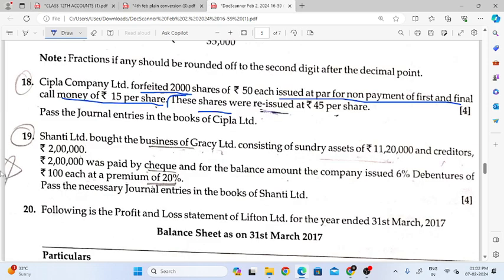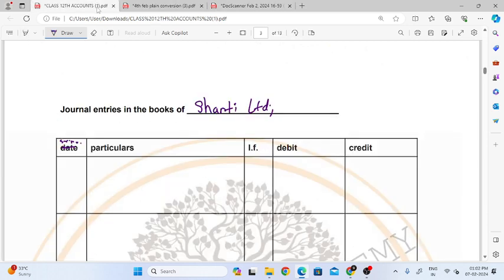So since we are purchasing the business of Gracie Limited, Gracie Limited should always get credited. Consisting of sundry asset 11 lakh 20 and creditors 2 lakh. So sundry asset, how much amount they have given? 11 lakh 20. So this is first sundry asset.